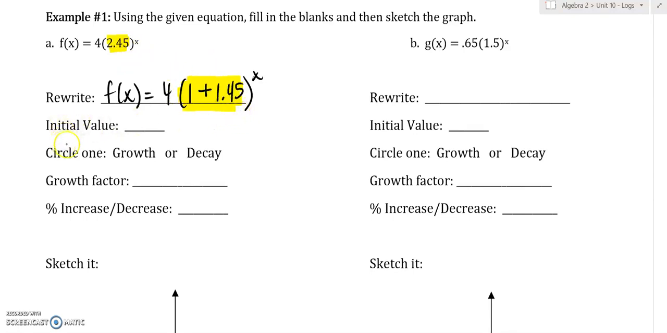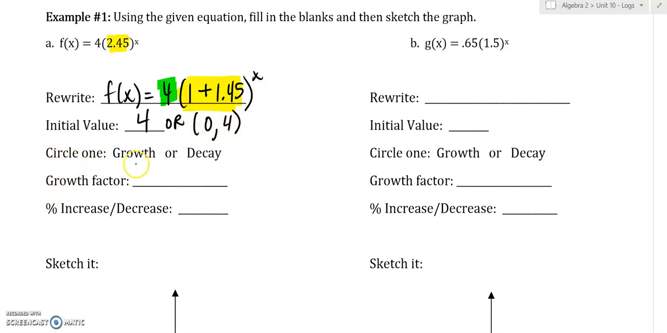Now, this next piece, the initial value. The initial value is going to be the number in the front. So my initial value is going to be 4. Or, if this helps you, you can write this as a coordinate (0, 4). And I'm going to talk about this again in a second.